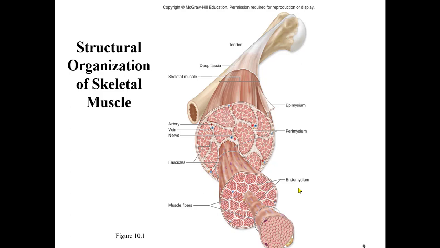So we have the entire skeletal muscle covered by epimysium. Then inside of a skeletal muscle, we have fascicles covered by perimysium. Fascicles have muscle fibers or muscle cells, and they are covered by endomysium. So it's a tube within a tube, and each of the tubes has a different covering.